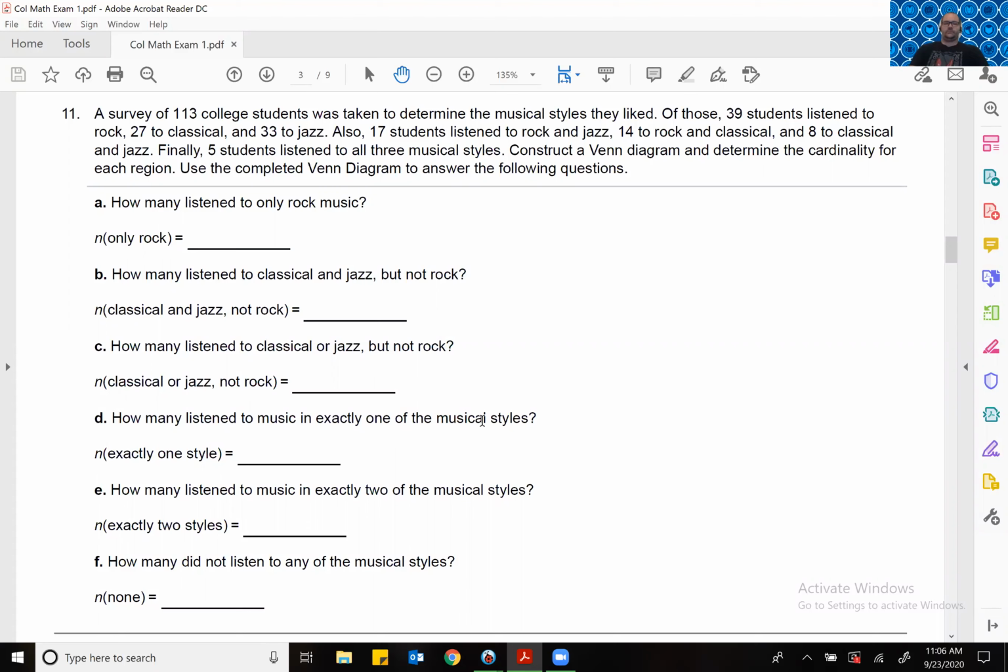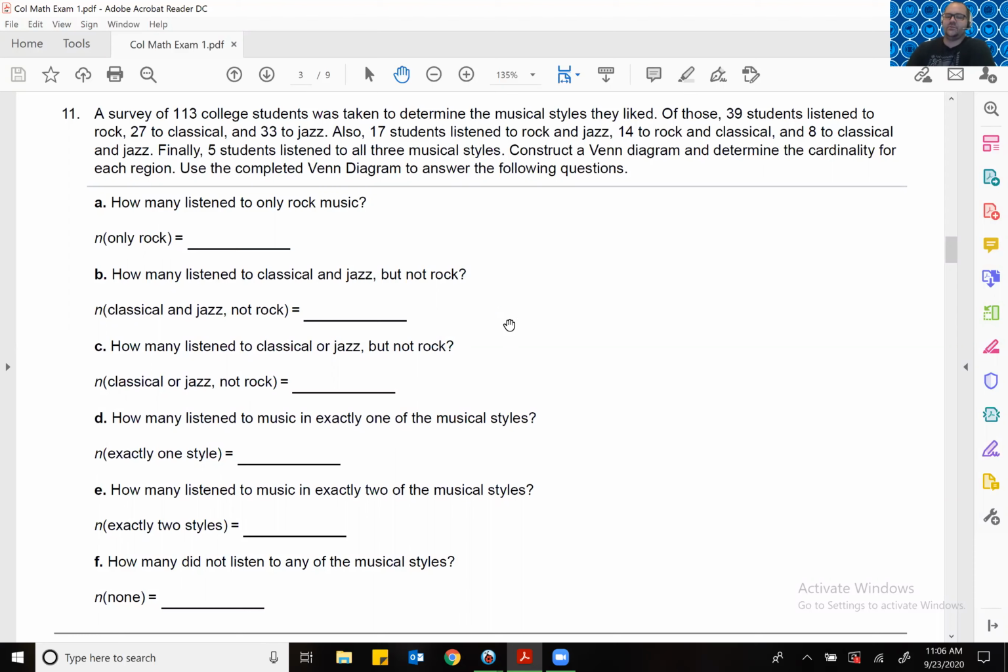Okay. So it says a survey of 113 college students was taken to determine the musical styles they liked. Of those, 39 students listened to rock, 27 listened to classical, and 33 listened to jazz. Also, 17 students listened to rock and jazz, 14 listened to rock and classical, and 8 to classical and jazz. Finally, 5 students listened to all 3 musical styles. Construct the Venn diagram and determine the cardinalities. So each one of these answers is a number, okay?